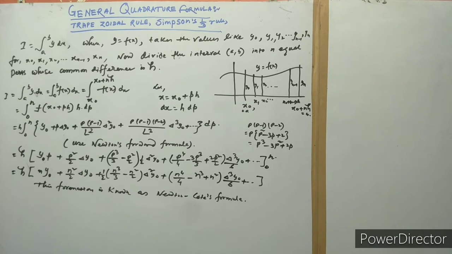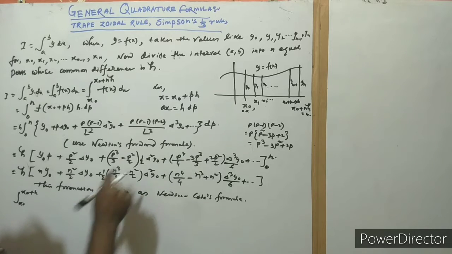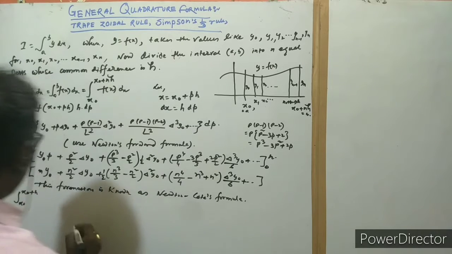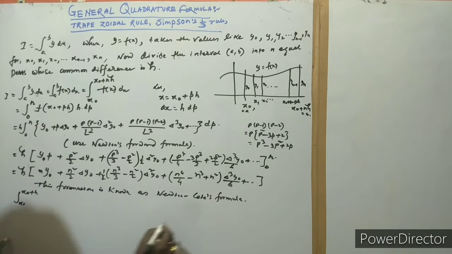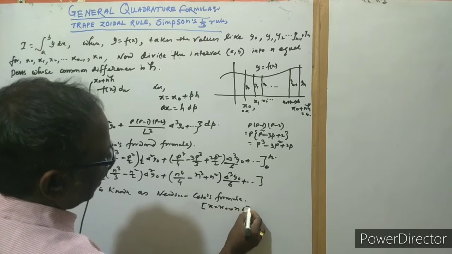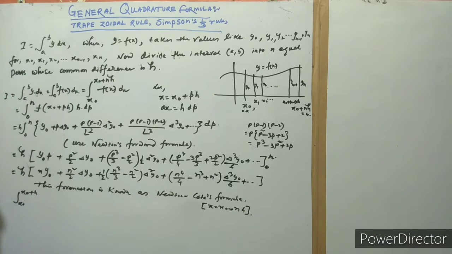After they use this formula, we find the trapezoidal rule. We can use it like that. This is x naught plus h here, and when I use n equal to 1, then the general point is x is equal to x naught plus nh. So now put n equal to 1, so from x naught to x naught plus h.